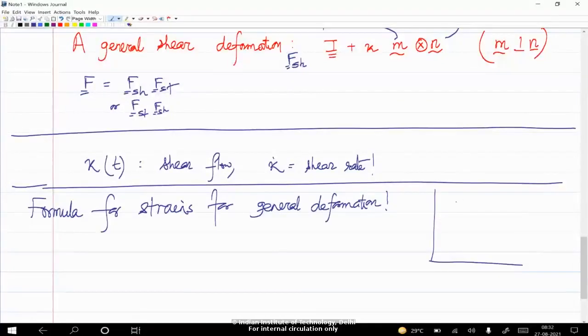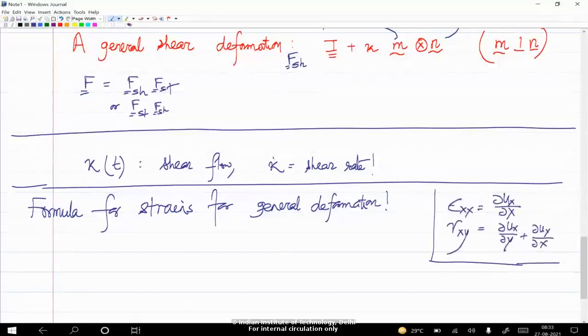In your UG class, for example, you have seen that epsilon xx is equal to del ux by del x, isn't it? Likewise, you must have seen that gamma xy, the shear strain, is del ux by del y plus del uy by del x, right? And then you can talk of shear rate also. These formulas, by the way, hold only when the deformation is very, very small. So we had neglected higher order terms there while deriving that in the undergraduate class. But now we want to have a more general formula which works for not just a small deformation but also for large deformation.